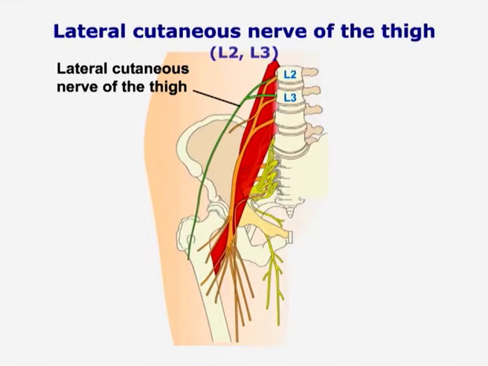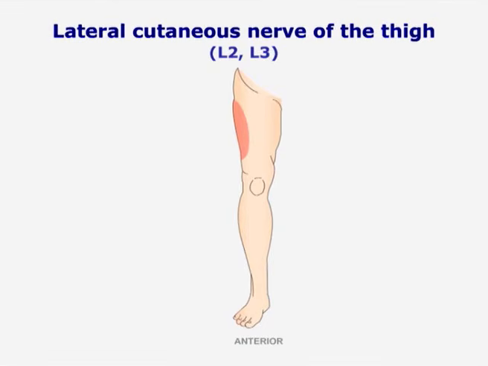The lateral cutaneous nerve of the thigh arises from L2 and L3. It also supplies the skin of the lateral, posterior, and anterior parts of the thigh.